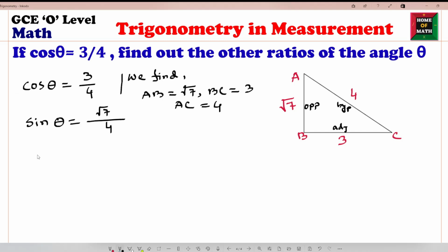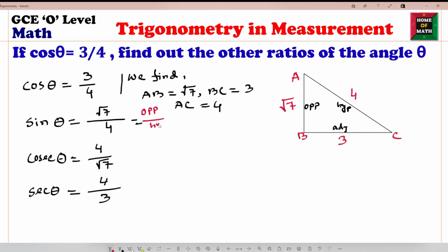Cos theta we already found. Then cosec theta. Cosec theta is just the reciprocal of sine theta. It means 4 divided by root 7. Or we can say cosec theta is hypotenuse divided by opposite. Then sec is the reciprocal of cos theta. It means 4 divided by 3. This one we can write as hypotenuse divided by adjacent. Right?